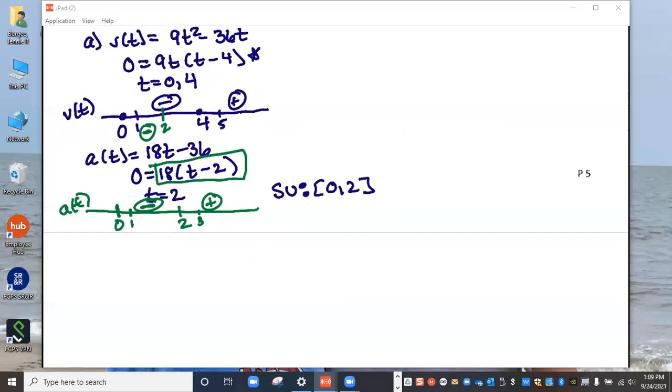Now remember, from 2 to infinity, your acceleration is positive. So what's happening from 2 to 4? From 2 to 4, it's going to be slowing down. And notice from 4 to infinity, your velocity is positive. From 2 to infinity, your acceleration is positive. So I'm also going to be speeding up from 4 to infinity.